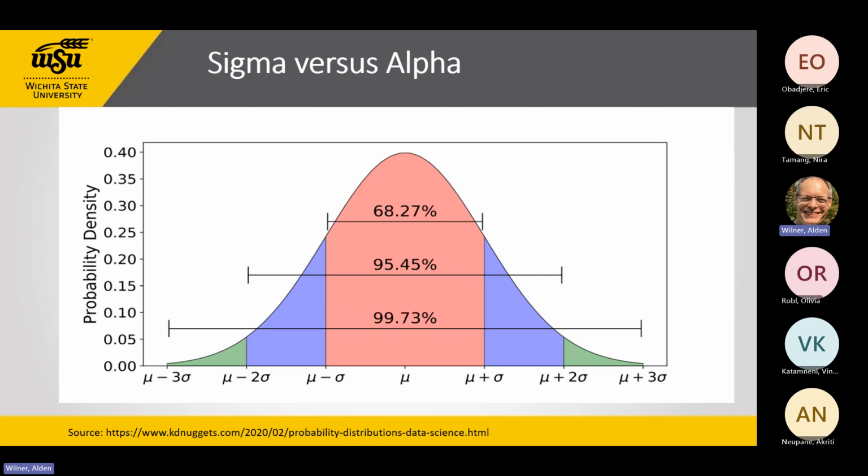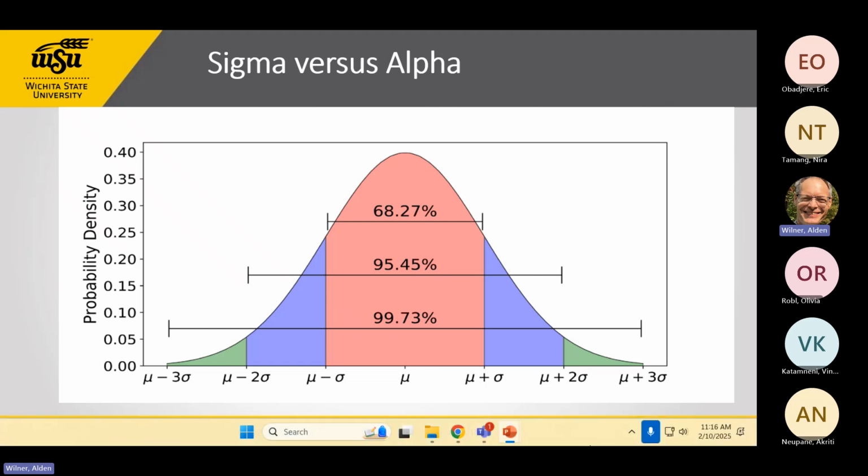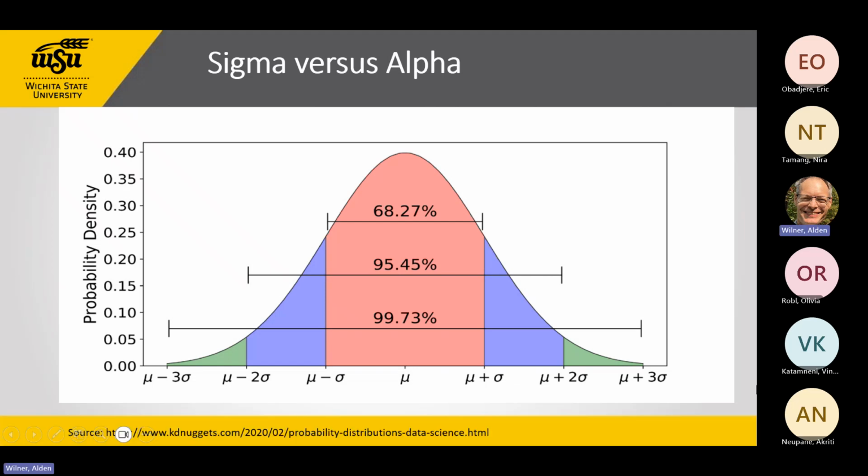All right, here is our normal distribution. This is not a standard normal. This is just a regular normal because the mean is not 0. In the standard normal distribution, the mean is 0 and one standard deviation is at 1, right?